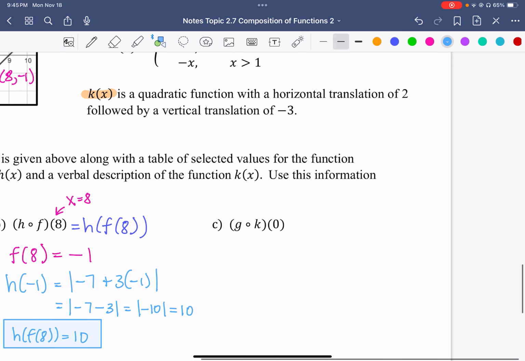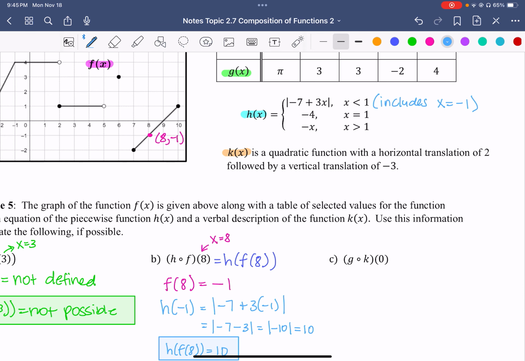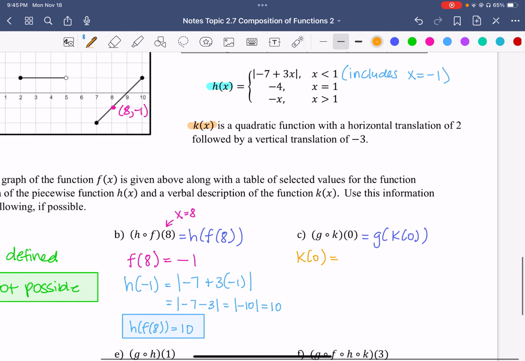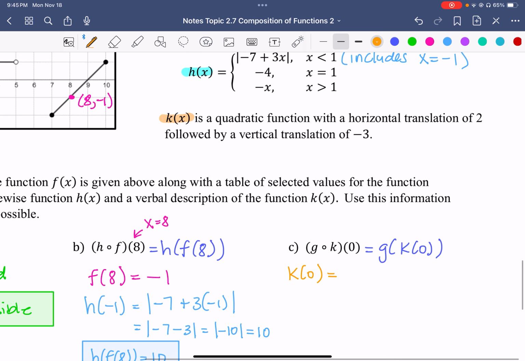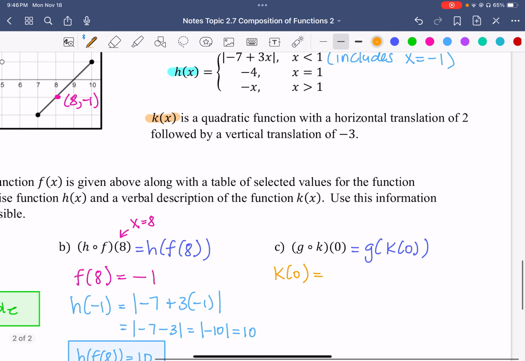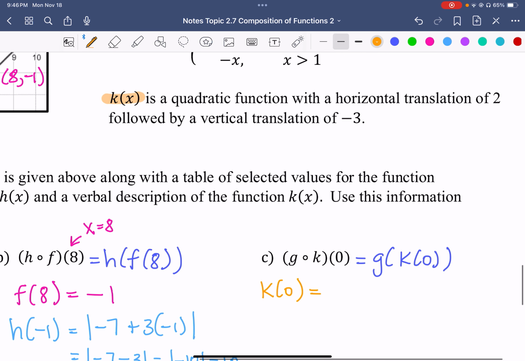Moving on to C, we're going to do g of k of 0. Again, if you would like to rewrite that, you could do g of k of 0. First, we're going to do k of 0 because it's on the inside. Now the equation for k is written out. It says k of x is a quadratic function with a horizontal translation of 2 followed by a vertical translation of -3. So to do this one, you need to be familiar with the parent function of a quadratic. And the parent function of a quadratic is x squared. That's the most basic quadratic function you're going to get.